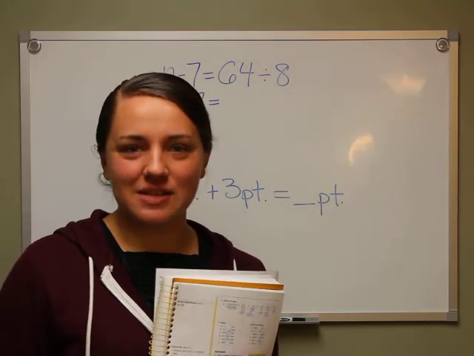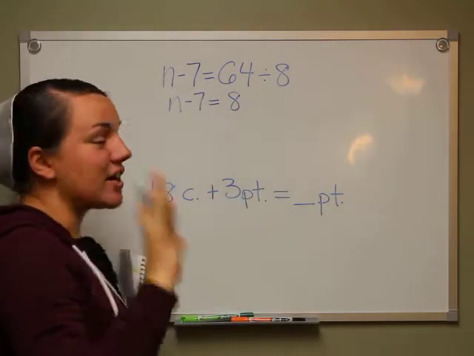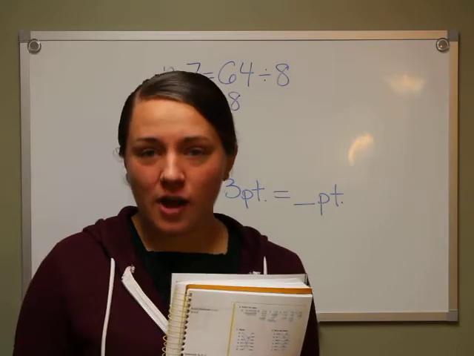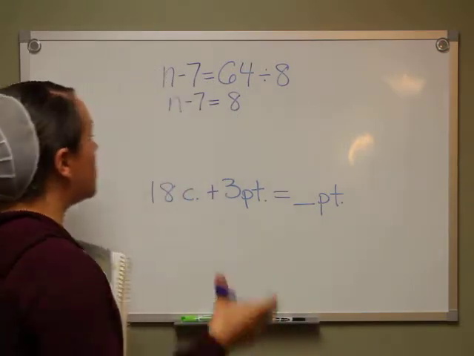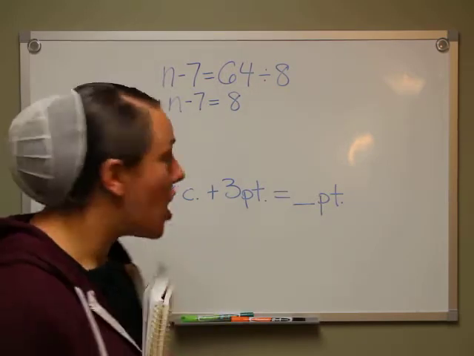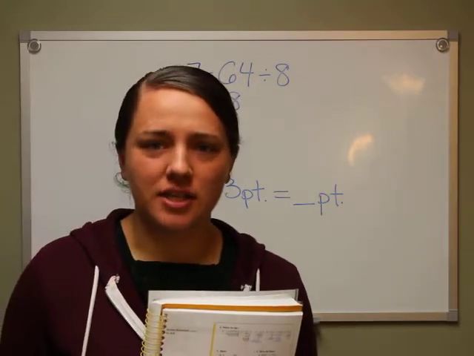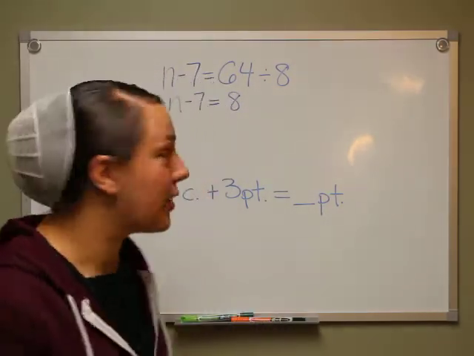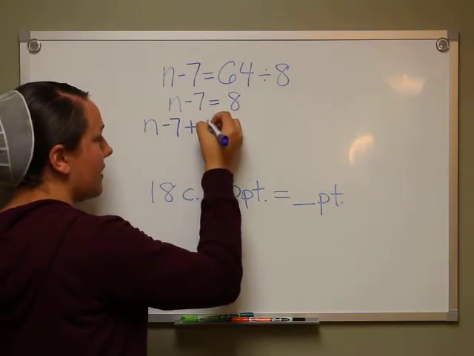What's the answer to 64 divided by 8? That is 8. Now our second step is we need to solve for n, and to solve for n we have to get n by itself. To get n by itself we have to get rid of minus 7. So we're going to do the opposite of subtraction. And what's the opposite of subtraction? Addition.